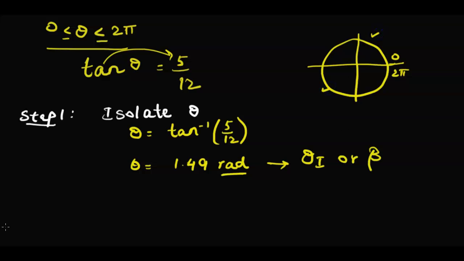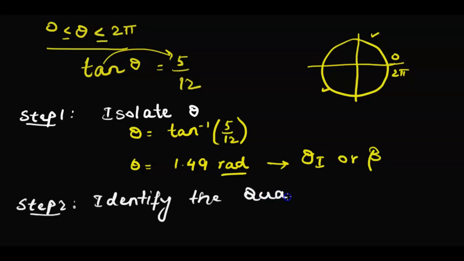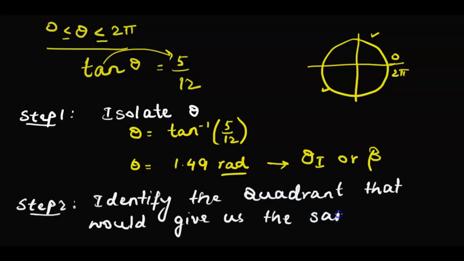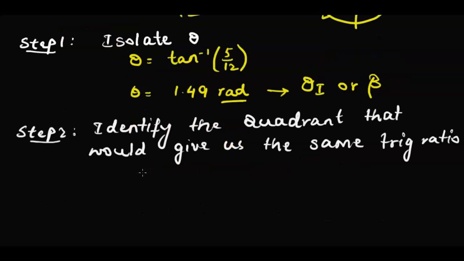So that will be our second step, that is to identify the quadrant that would give us the same trig ratio. Because we are looking for no sign trig ratio here, no sign means no positive or no negative sign was given. That means it is a positive sign. So we are looking for tan ratios to be positive 5 over 12, that would lie in the first quadrant and the third quadrant. So in this case, that quadrant is quadrant 3.